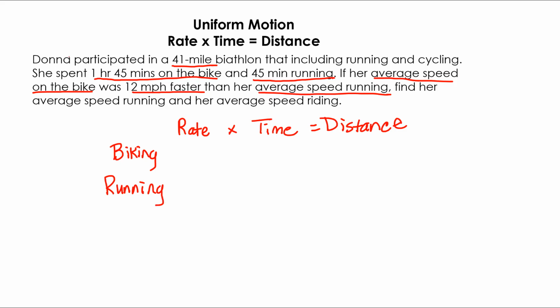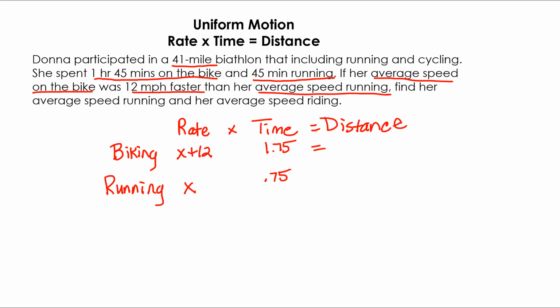All right, let's look at the rates. It says that her average speed on the bike was 12 miles per hour faster than running. So if we call that rate x, then the bike will be x plus 12 miles per hour. The time for the biking was an hour and 45 minutes, and I'm just going to say that's 1 hour and 3/4, so 1.75 hours for that time. And for the running, it was 45 minutes, so that's 3/4 of an hour, so 0.75. And then, like I said, the total distance is 41 miles.